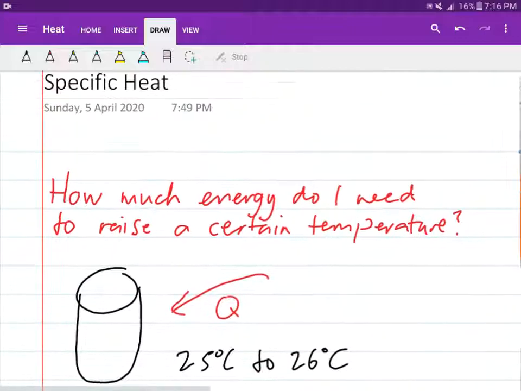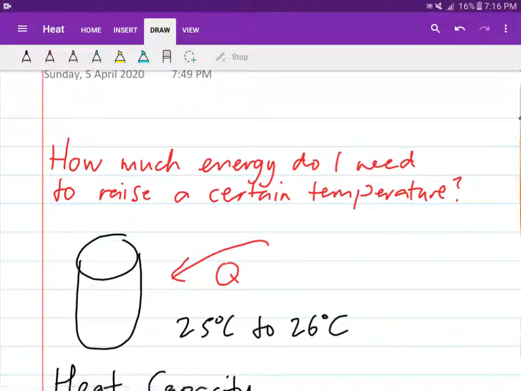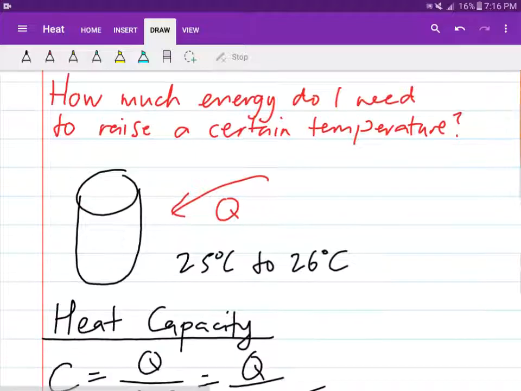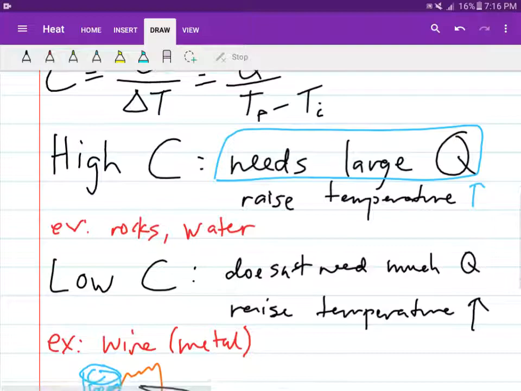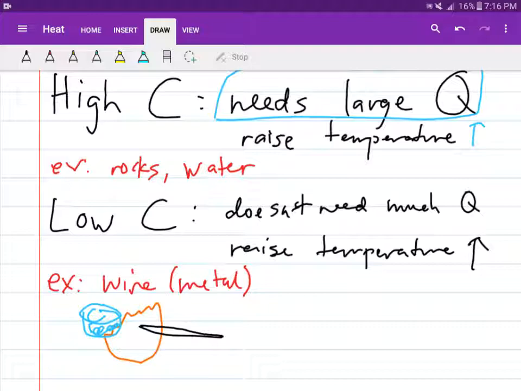So in other words, heat capacity tells you how much energy you need to raise the temperature of certain materials. So high heat capacity means that the object is very hard to heat or to raise the temperature, while low heat capacity means that the object can raise its temperature given a small amount of heat applied.